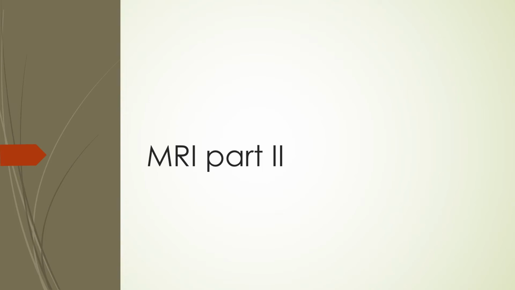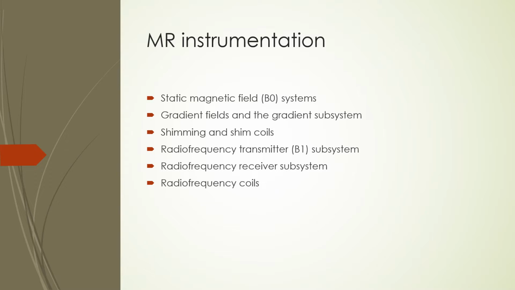Hello, this is our second lecture on magnetic resonance imaging. After today's lecture, students will know about the static magnetic field B0 and the magnetic field B1 generated by the radio frequency transmit and receive system. Students will learn about gradient fields needed for localization and Shimming coils used for magnetic homogeneity. Students will also learn about various radio frequency coils.